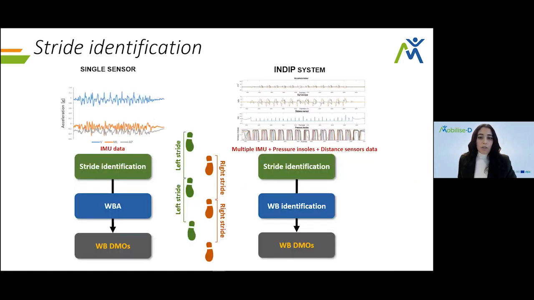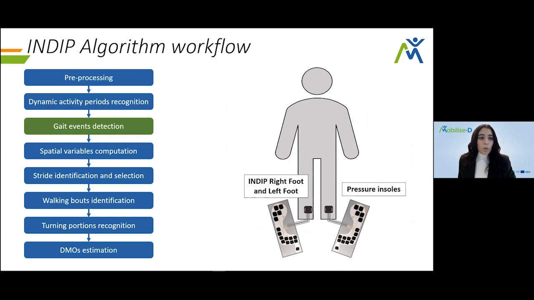At this stage, all the steps needed to identify the walking bout and the relative DMOs are applied to each of the detected sequences. This process starts from the identification and selection of strides, but first it is necessary to extract the temporal and spatial parameters to define them. For the HINDIP, we start with the gait events, which are detected exploiting the redundancy of the system. In fact, both signals from pressure insoles and the feet inertial sensors are considered.